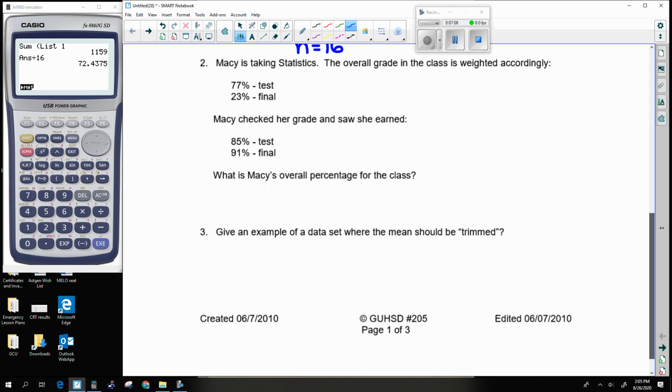Number 2 is a weighted average. All right, the weighted average. So this is the weights, and these are the scores that she got. So she wants to know what is her percentage in class right now. So her grade is going to be her scores times the weights.